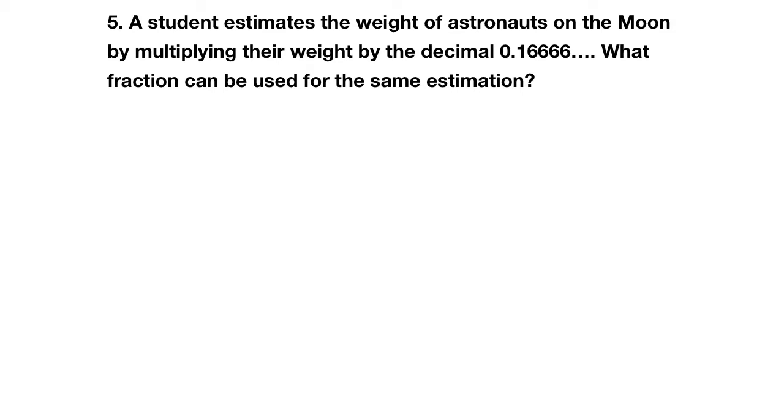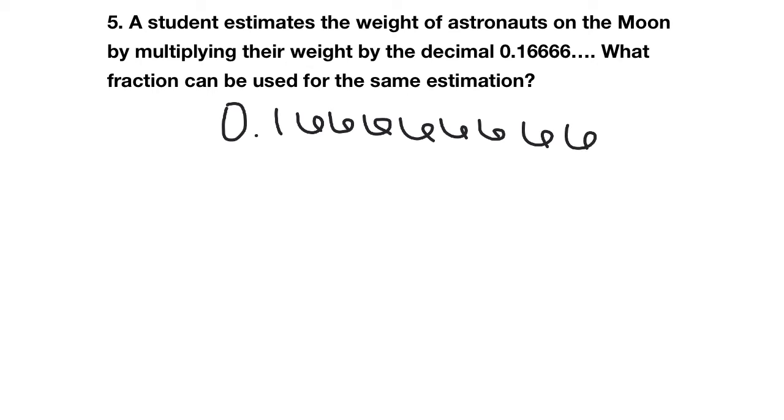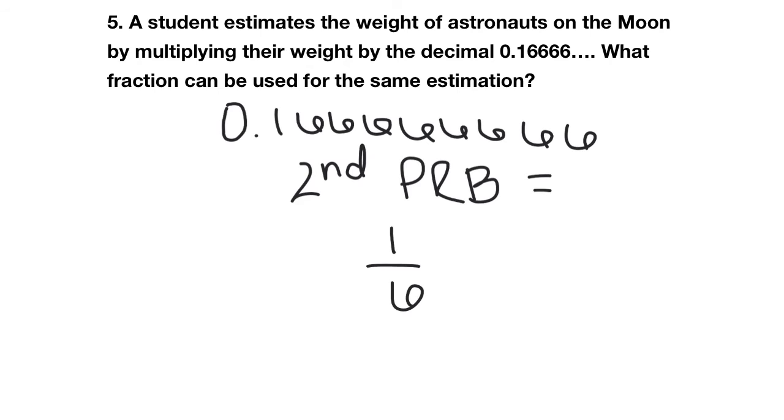Question 5. A student estimates the weight of astronauts on the moon by multiplying their weight by the decimal 0.16 repeated. What fraction can be used for the same estimation? Using your calculator, 0.1, and now you're repeating 6 until your calculator eliminates the decimal on the left. Second, PRB, enter, and you will get the fraction 1/6. 0.16 repeated is equivalent to 1/6 as a fraction.